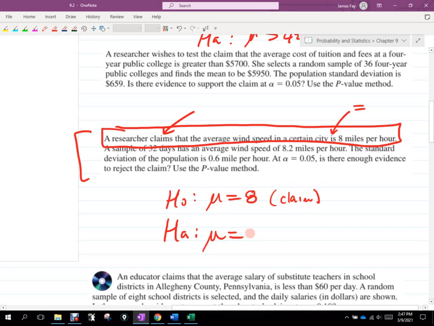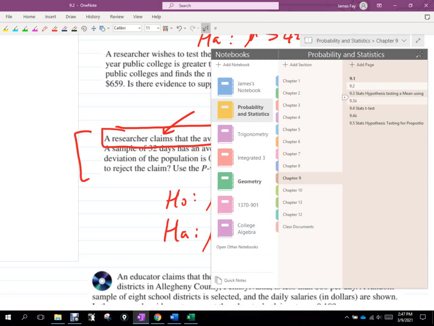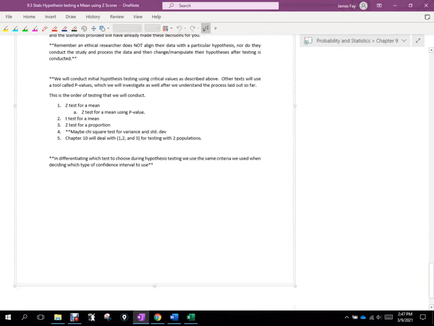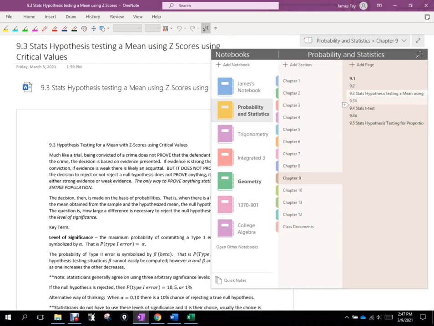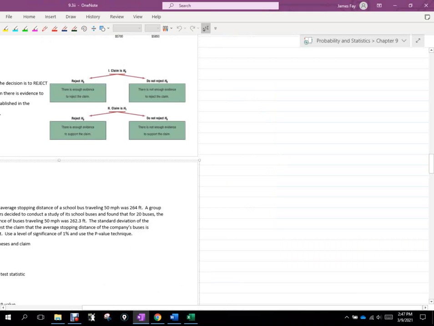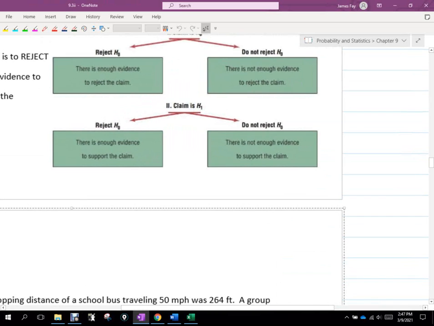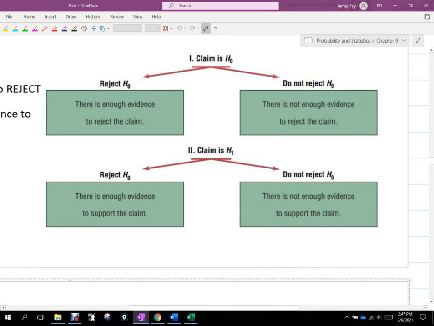So then what would be the opposite of that? Not equal. Okay. And here's the idea. This is the reason we're doing this, and I'll show you this again in section 9.3. Maybe it's 9.4. There we go. So 9.3 is broken up into multiple sections. But here's the idea. If the claim is the null hypothesis, and you reject the null hypothesis, that's going to be, okay, so there is enough evidence to reject the claim. Does that make sense?